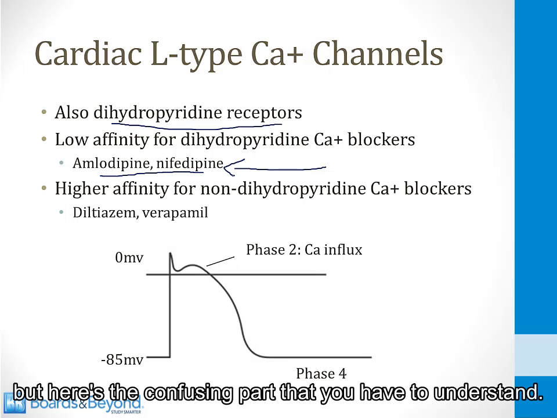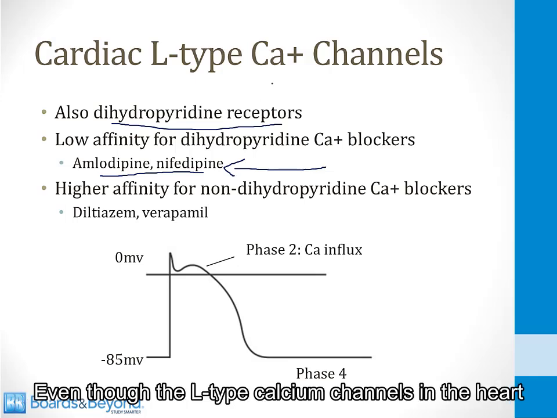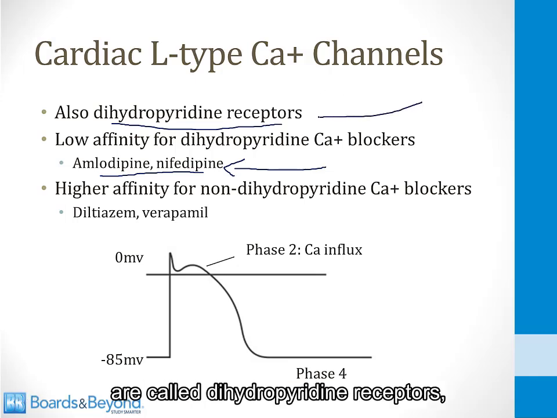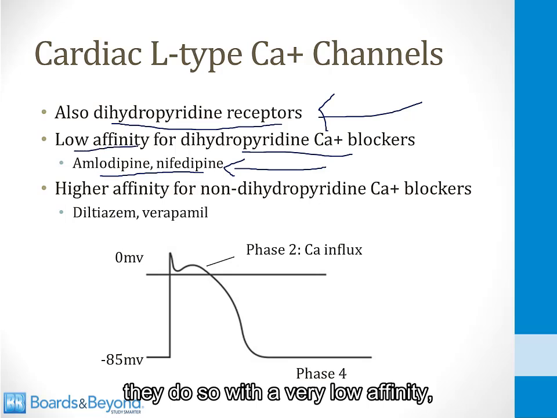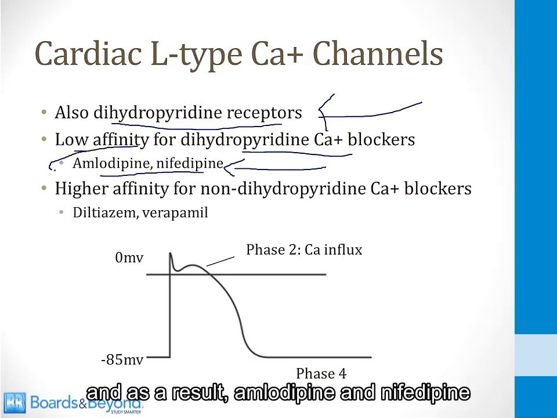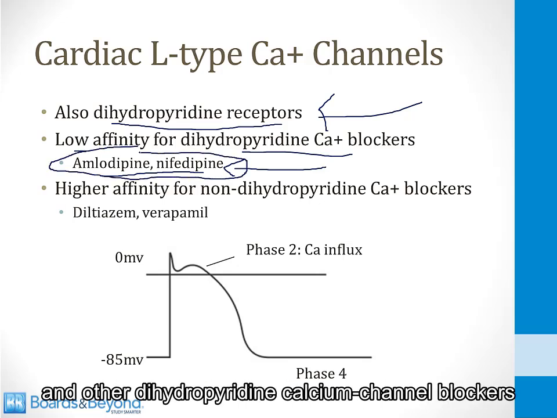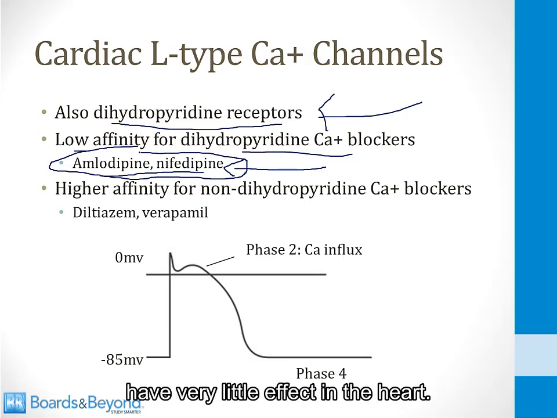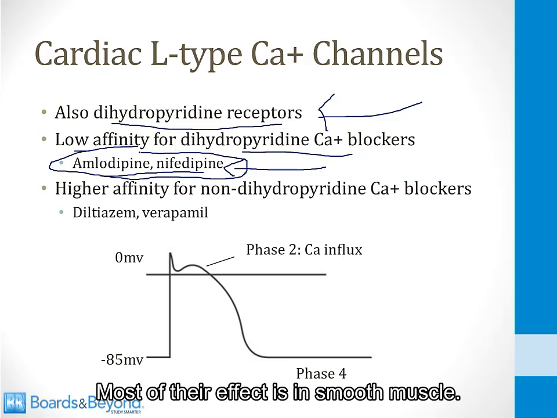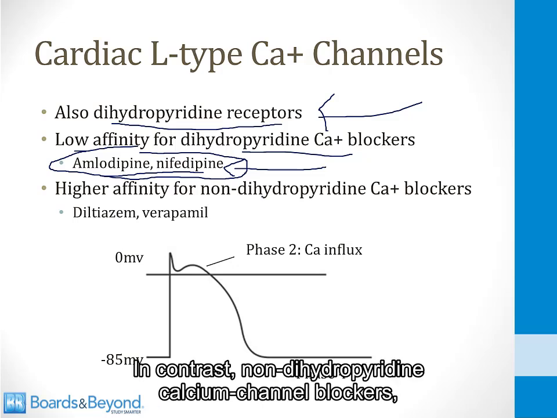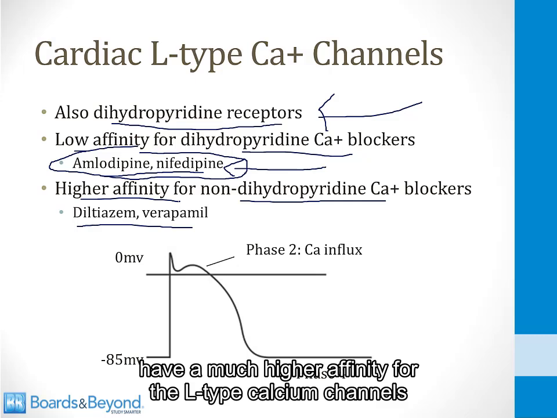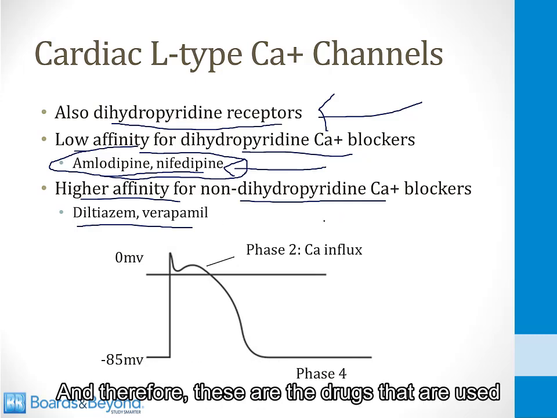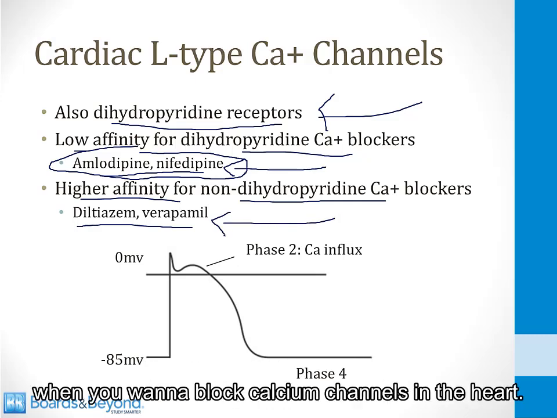But here's the confusing part that you have to understand. Even though the L-type calcium channels in the heart are called dihydropyridine receptors, and even though they can bind these drugs, they do so with a very low affinity. And as a result, amlodipine and nifedipine and other dihydropyridine calcium channel blockers have very little effect in the heart. Most of their effect is in smooth muscle. In contrast, non-dihydropyridine calcium channel blockers like diltiazem and verapamil have a much higher affinity for the L-type calcium channels in the heart, and therefore these are the drugs that are used when you want to block calcium channels in the heart.